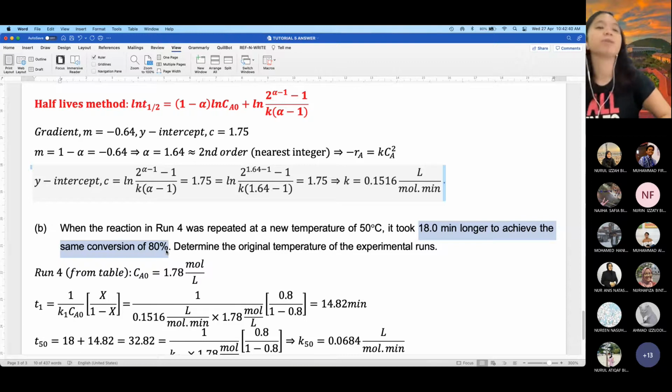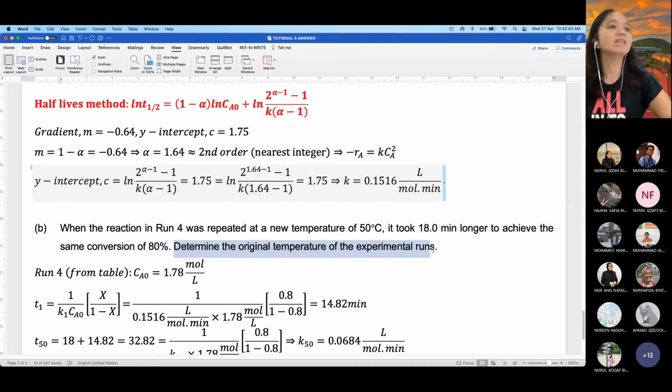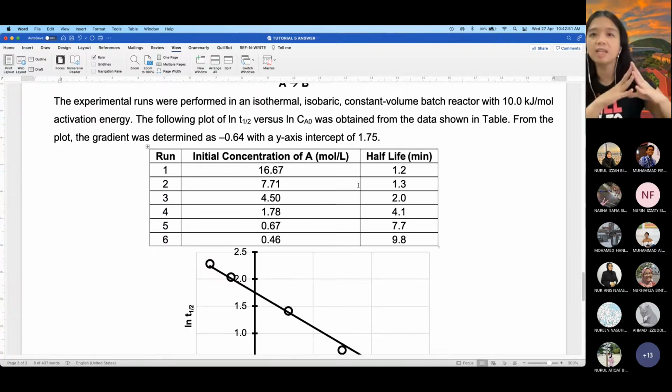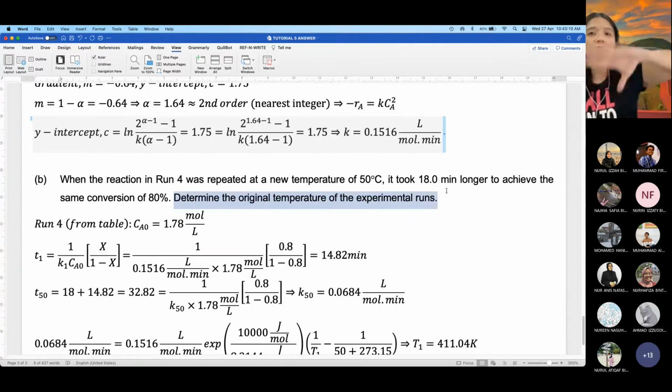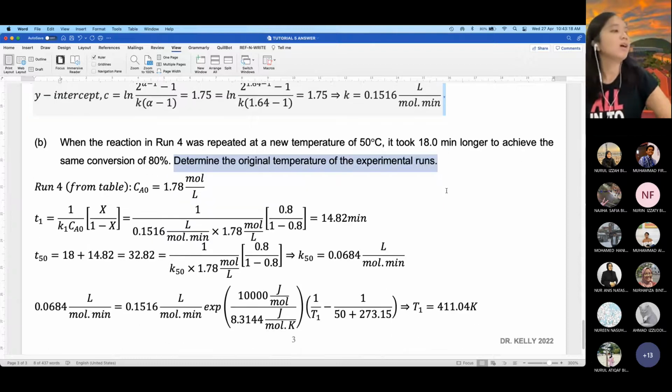Okay. So lepas tu dia tanya, determine the original temperature of the experimental run. So dia tanya sekarang, apakah suhu asal tindak balas kita? Okay, so yang run yang kita plot graph ni, kita sebenarnya tak tahu suhu dia because in the question, they did not tell us this experiment is run at what temperature. Sebab tu kita nak tahu apakah temperature of this original run. Okay, based on the information diberi, kalau saya run pada suhu baru untuk run 4, saya akan ambil 18 minit lebih lama.